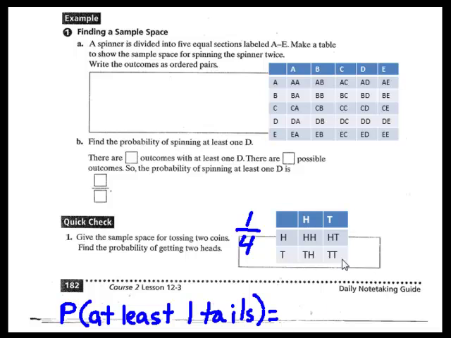So we look at our combinations. We actually have 3 that have at least 1 tails out of 4 possibilities. So the probability of getting at least 1 tails would be 3/4. Again, if you need more time, pause the video.